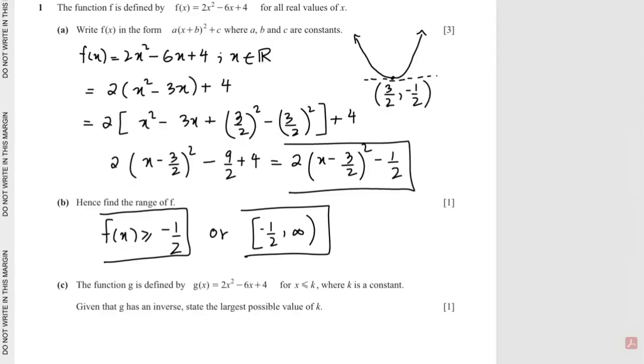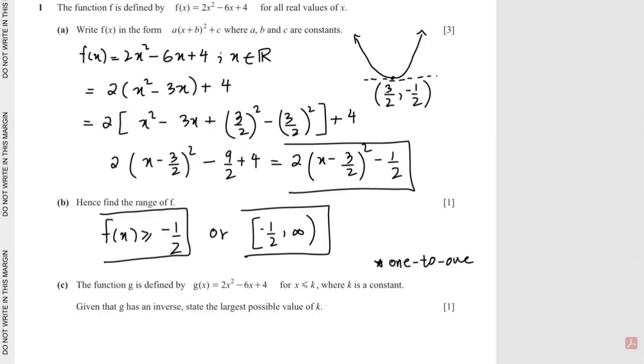Part C. The function g is defined by g of x is 2x squared minus 6x plus 4, the same function. But this time it's different since its domain is restricted. It's x less than or equal to k, where k is some constant. Given that g has an inverse, state the largest possible value of k. So we know that a function has an inverse, so it must be a one-to-one function. So students should be aware of the idea.